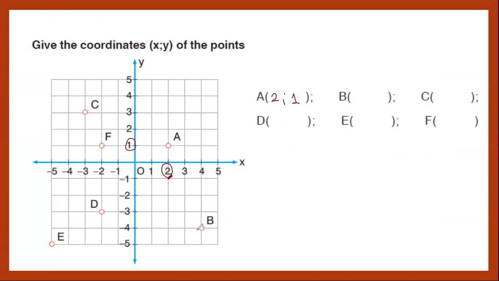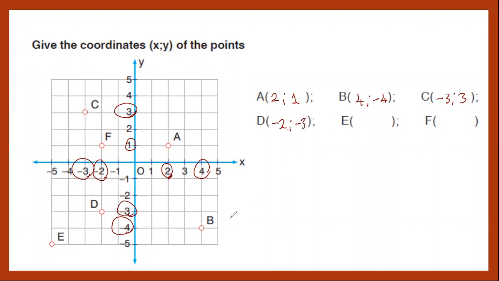Right. B. Let's check B. On the x what? 4. Okay, right there. But on the y what? Negative 4. Okay, finish it. And the C. Let's see here. On the x what? Negative 3. On the y what? 3. That's it. So D. D will be here. On the x what? Negative 2. And then on the y what? Negative 3.